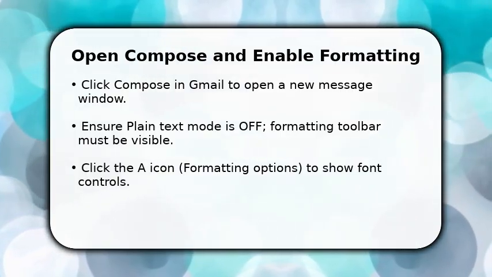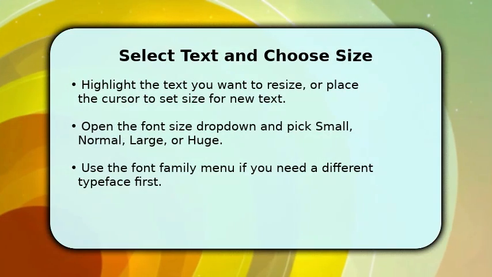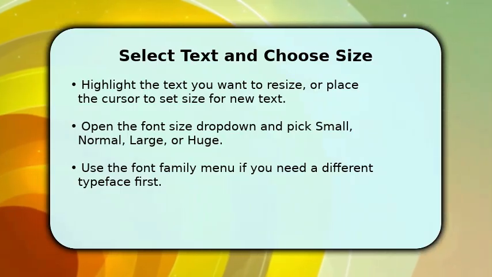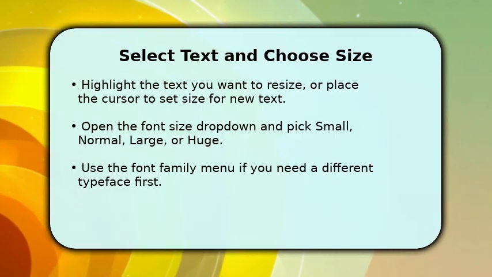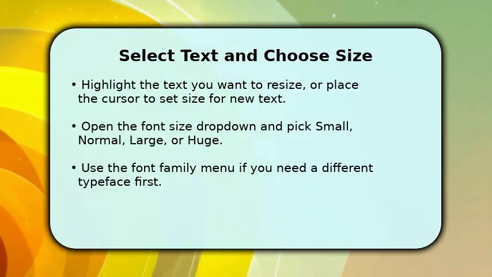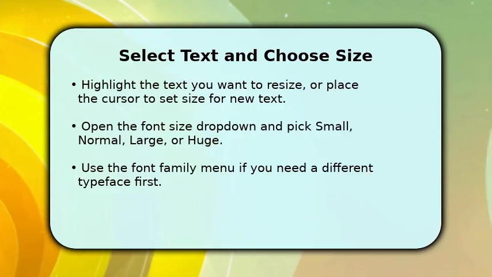You now select or place the cursor where the text will go, because Gmail applies size changes to highlighted text or new typing. Once selected, open the font size drop-down on the formatting bar and choose small, normal, large, or huge depending on your need. That changes the inline style Gmail embeds.